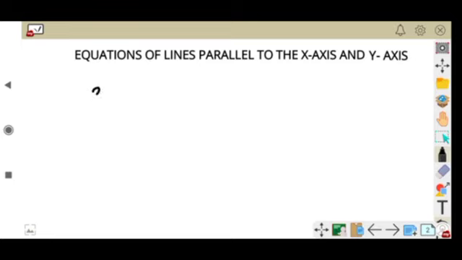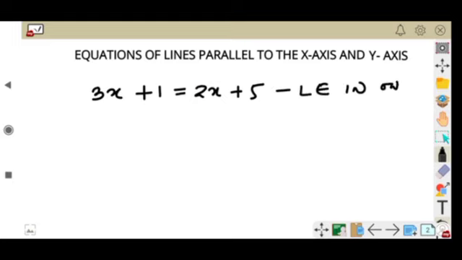The equation is 3x + 1 = 2x + 5. The equation that I read here is a linear equation in one variable. I hope you all will agree, because the highest power of the variable here is 1 only, and moreover we have only one type of variable. Therefore the equation that I write here is a linear equation in one variable. Now let us solve it once.